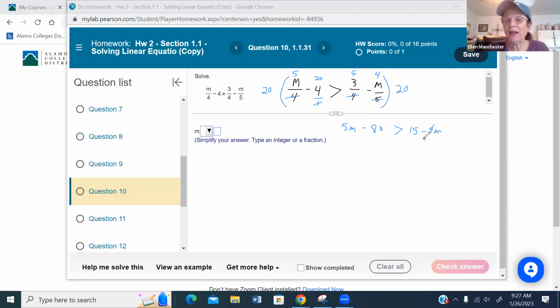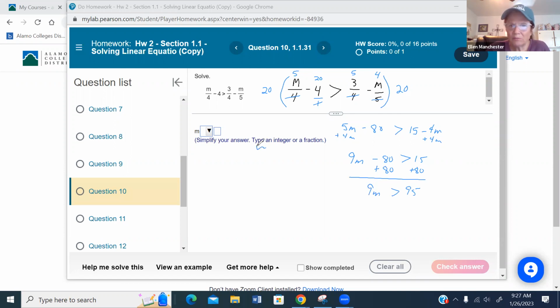So when I add 4m to both sides, I get 9m minus 80 is greater than 15. Now I'm going to add 80 to both sides. And I get 9m is greater than 95.